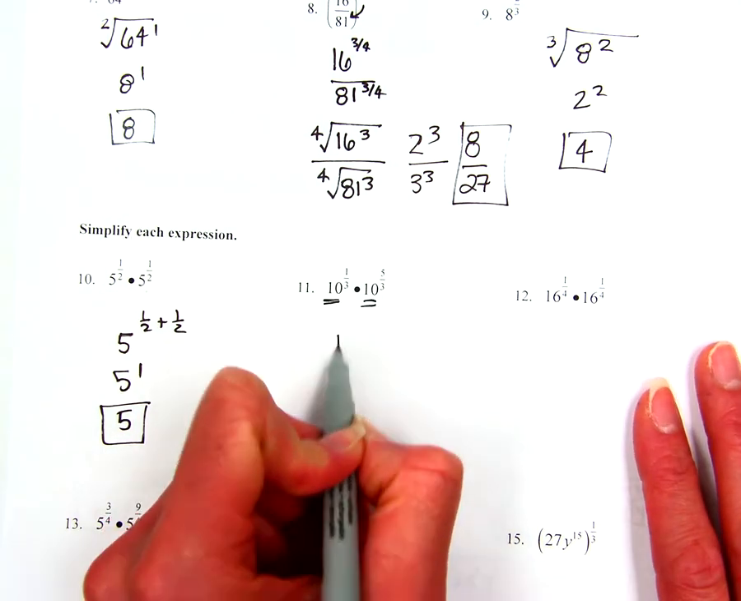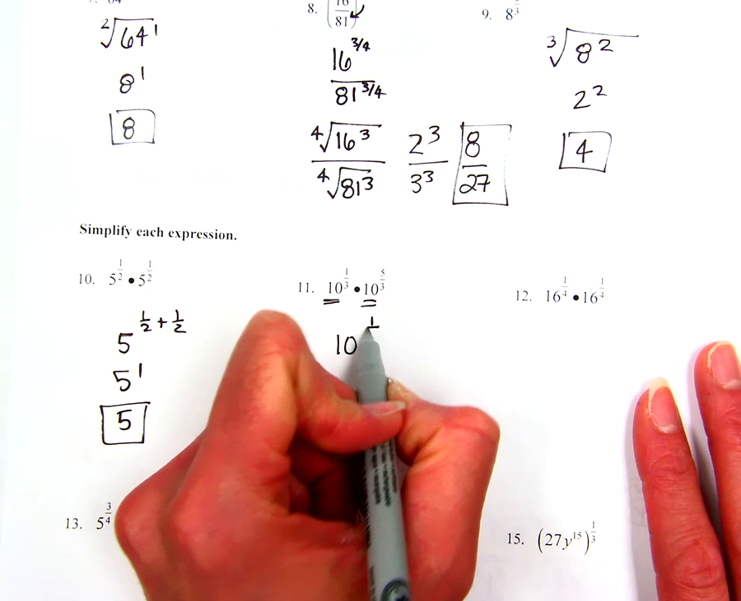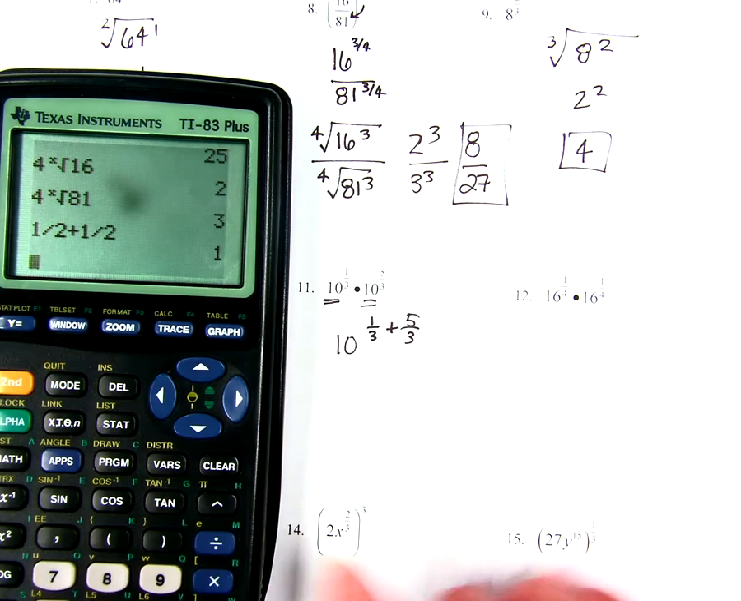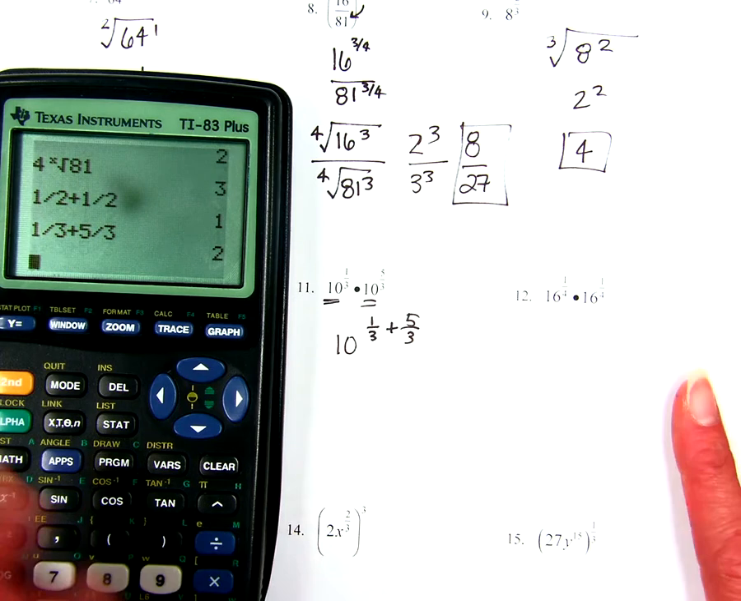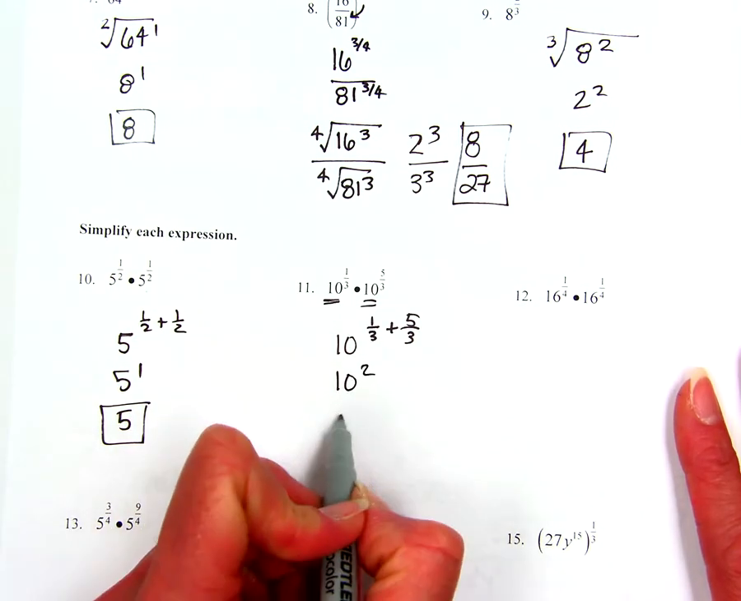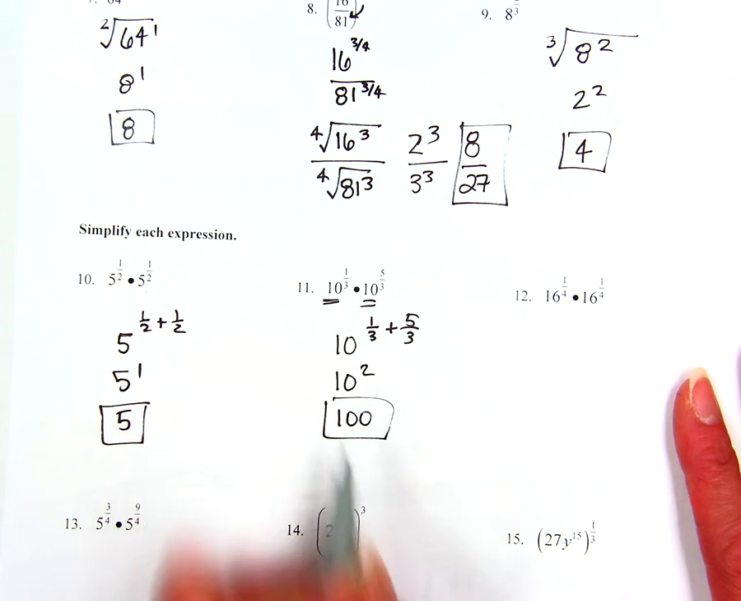Okay, my 10s are my bases. Keep it as 10. Do not change anything. So 1/3 plus 5/3. 1/3 plus 5/3 gives me 2. So now my exponent is 10 to the second, and 10 to the second is 100.